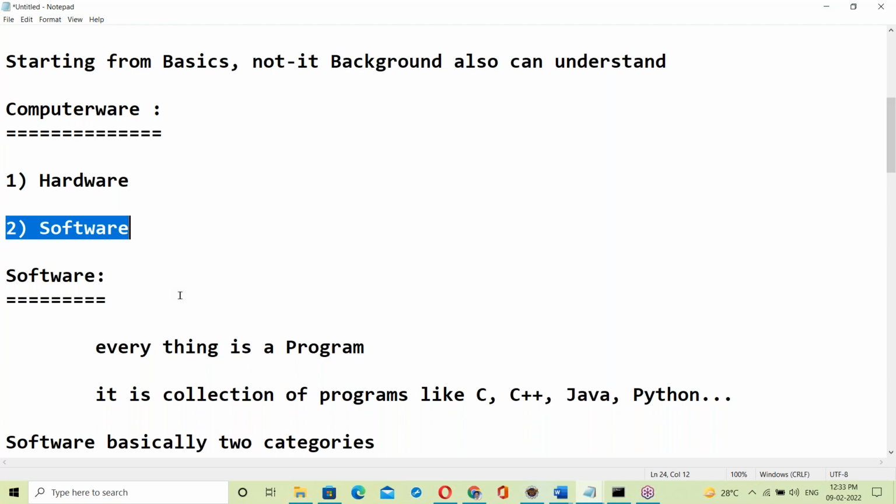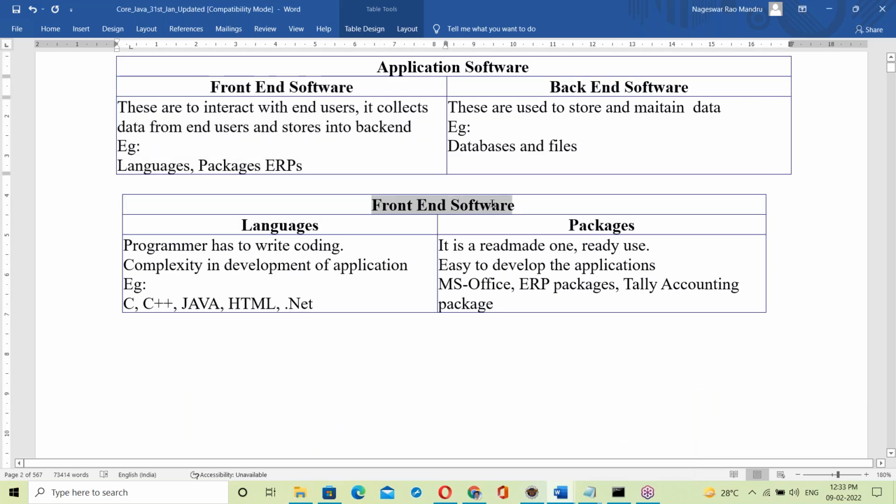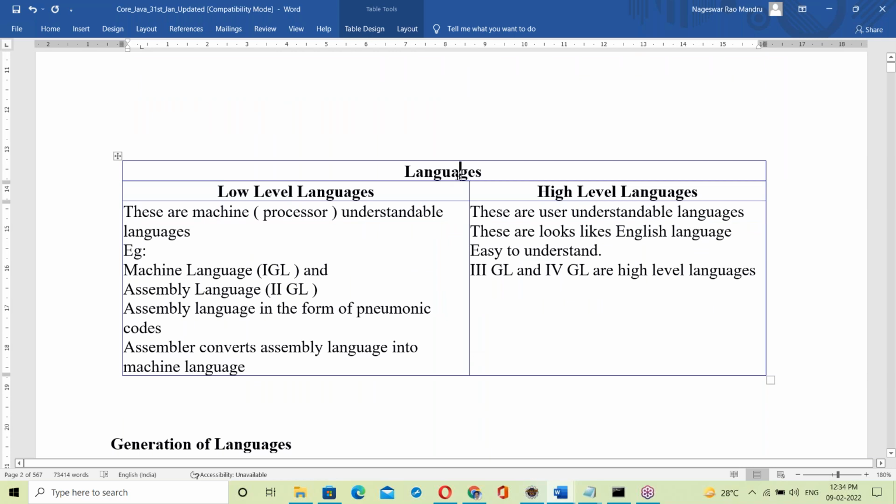Java is application software, so that's the reason we move to application software. Application software needs a front end and a back end. Java is a front end, so we move to front end. In front end there are languages and packages. Java is a language, so now I'm moving to languages. That is the way of introducing.